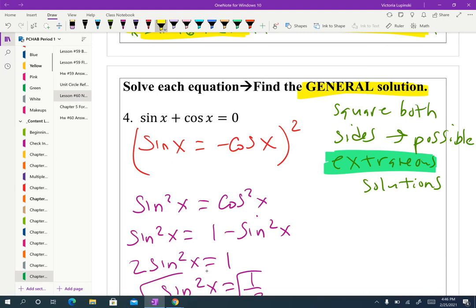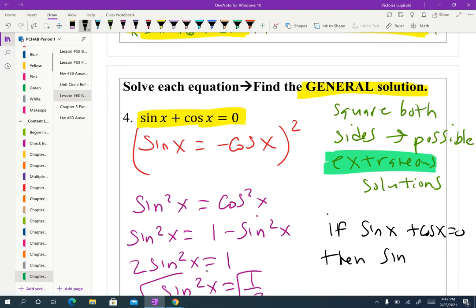It was the sine of x plus the cosine of x is equal to 0. In order for that to be the case, the sine of x plus the cosine of x equaling 0, I'll write myself over here. If sine of x plus cos of x equals 0, then sine of x has to be equal to negative cosine of x. The only way that they can add together to give you 0 is if they're exact opposites.